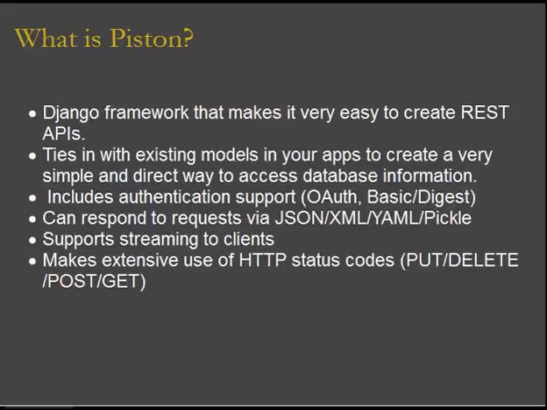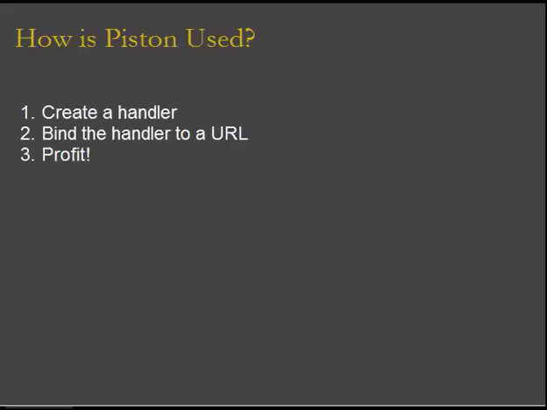And that's kind of interesting because in the Django world, you pretty much exclusively work with post and get, and this kind of expands that and tries to be more conformant with the standards and what they should mean. Okay, so how do you use it? You create a handler, you bind the handler to a URL, and then you prop it. It's extremely easy to do this, and so I'm going to go straight into an example here and show one of the most basic things I could think of.